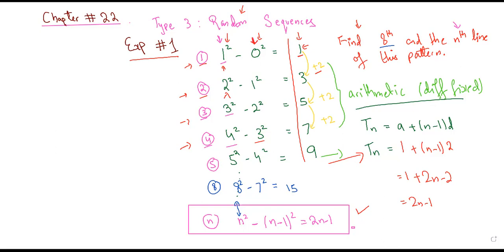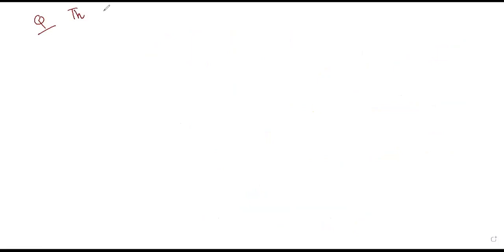Now basically this question is very much similar to what we have just discussed. So I'll just write down the question quickly. It is a past paper question, and it says, the first four lines of the pattern of numbers are shown.